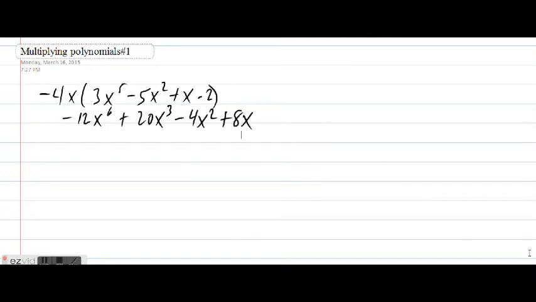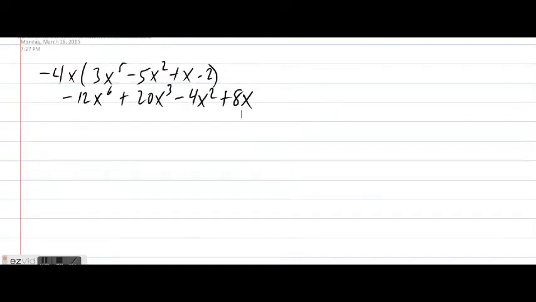So that's just distributing. We're taking a monomial times a polynomial. But now, the thing we're going to be working on is multiplying a binomial times a binomial. Alright, so example 1. Directions are just to multiply using the distributive property.